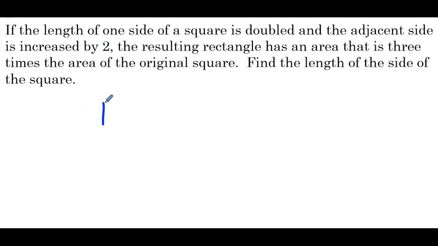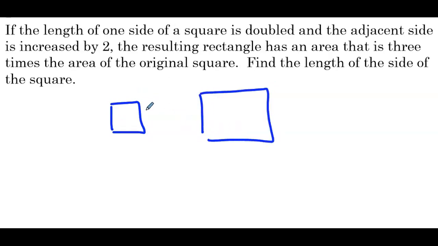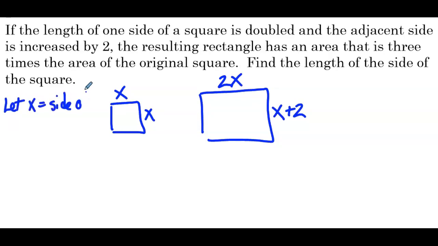Okay, so let's draw this out. So we have a square. Probably could draw a better square. We have a square, and we have a rectangle. Okay, so we'll define x to be the side of the square. So one side is doubled, so we'll say that side's 2x. The other side's increased by 2, so x plus 2. So we'll let x be equal to the side of the square. Now it says that the resulting rectangle has an area that is 3 times the area of the original square.